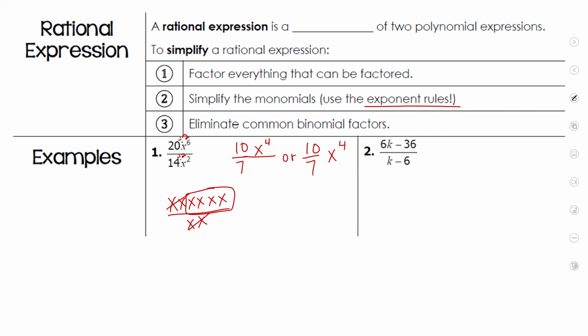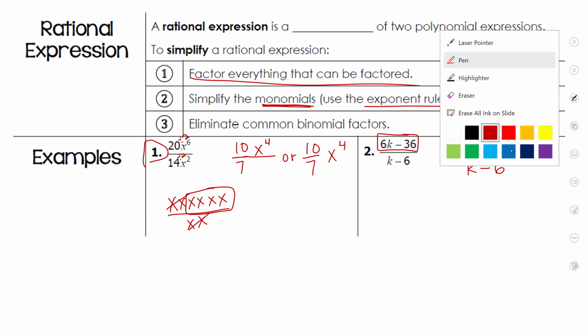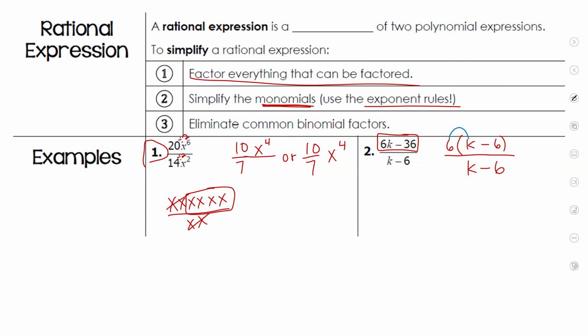All right, number 2. So first we had an example of a monomial. That was this question. Now we're going to do one where we can factor. So let's look at number 2. This numerator here, they can both be divided by a 6. So 6 will go on the outside. This is what we're left over with. And the reason why is 6 times k is still 6k. 6 times negative 6 is still negative 36. So all we did was factor it.